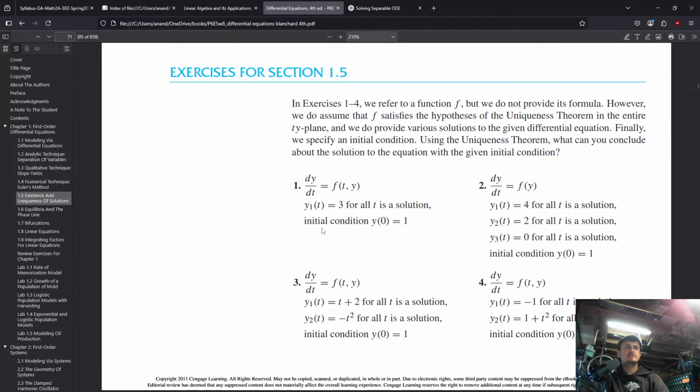All right, so let's do some of these exercises. We refer to a function f, but we do not provide its formula. However, we do assume that f satisfies the uniqueness theorem hypothesis for the whole ty plane. We do provide various solutions of the given differential equation. Finally, we specify an initial condition. Using the uniqueness theorems, what can you conclude about the solution to the equation with the given initial condition?